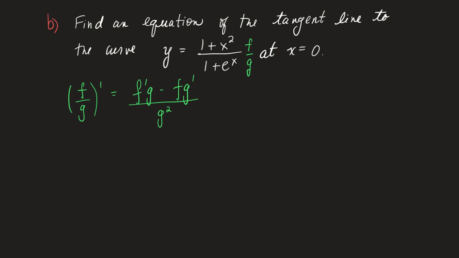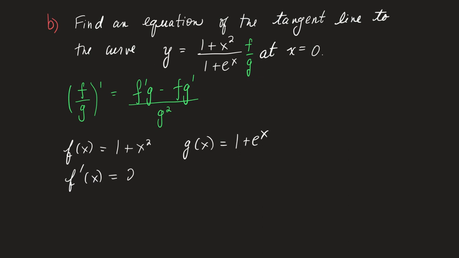So let's let f of x equal the numerator, which is 1 plus x squared, and let's let g of x equal the denominator, which is 1 plus e to the x. Then the derivative of f is 2x, and the derivative of g is, well, the derivative of 1 is 0 because the derivative of a constant is 0, and the derivative of e to the x is e to the x. So that derivative is e to the x.